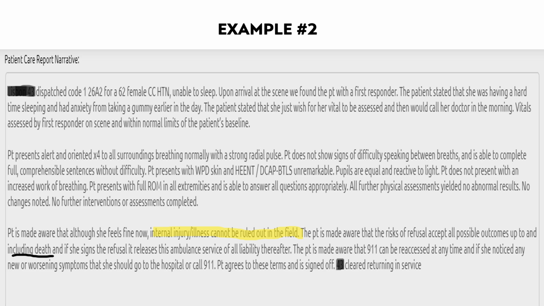Also, this provider made the statement of, "The patient is made aware that the risks of the refusal accept all possible outcomes, up to and including death. If she signs a refusal, it releases the ambulance service of liability thereafter." I would never, ever, ever advocate to put this phrase in there. There are very particular instances to which you can use the phrase up to and including death. And somebody who is unable to sleep with a chief complaint of hypertension, most likely pertaining to the gummy that they took earlier in the day, does not fall within those parameters to utilize that phrase up to and including death.